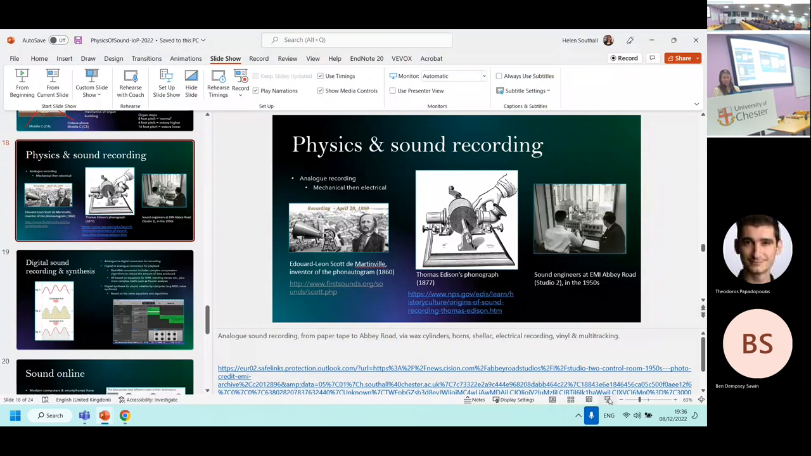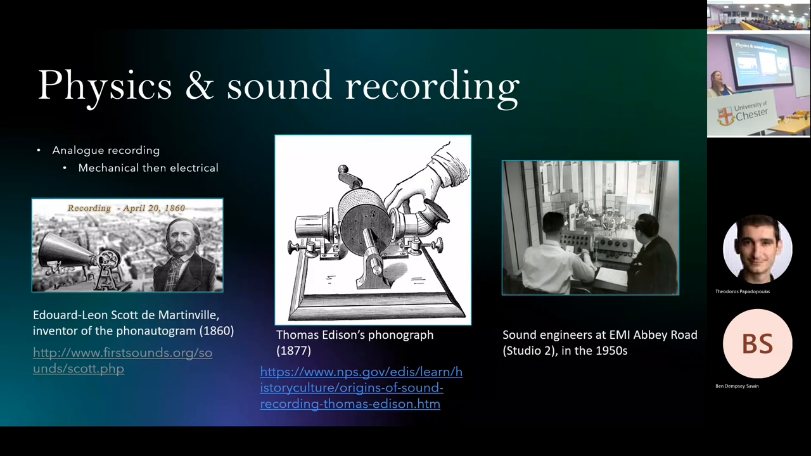So that was 1860. Thomas Edison's actual phonograph, which can play back as well as record, was a few years later. One of the things this tells us is that it was a very exciting time to be involved in this kind of physics, because people were using lots of different approaches to work out what sound was and how to record and reproduce it. It was half a century later before people started to do it electrically. At this point it's all happening mechanically, and people are still trying to decide what's the best way to do it.